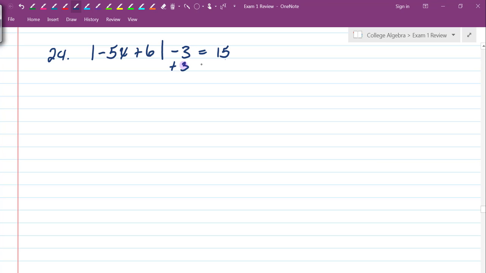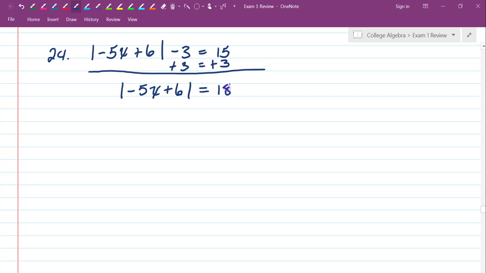So we have to add 3 to both sides first, and then we end up with the absolute value of -5x plus 6 is equal to 18. Now we can set the expression up as positive 18 and negative 18, okay? But not until we get this 3 right here moved over. We have to get that moved over first.